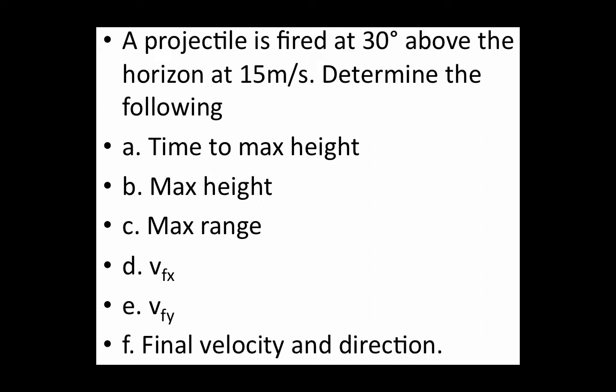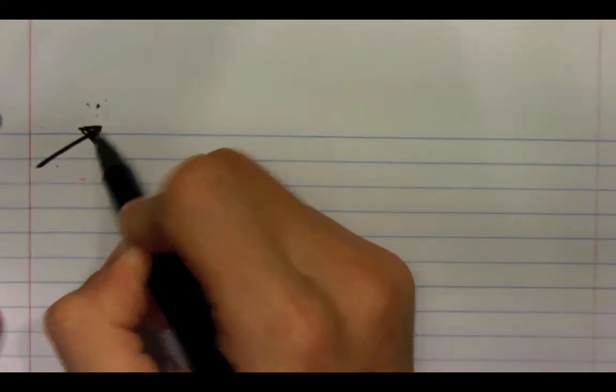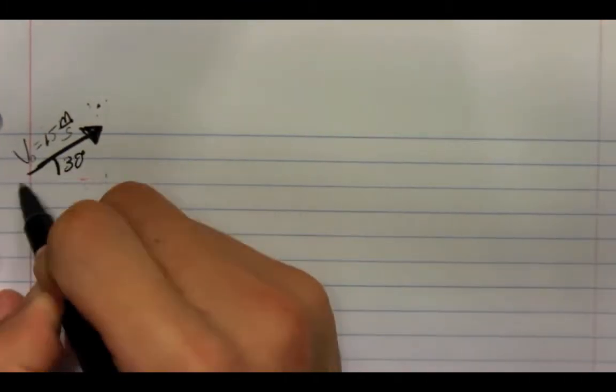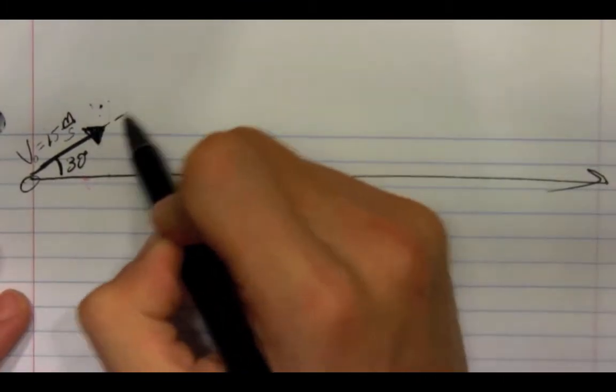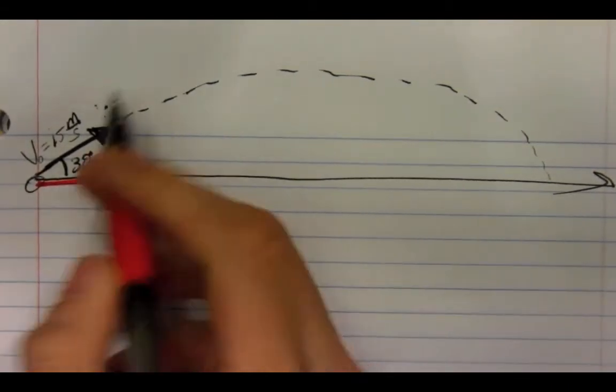Please take the time right now to copy down this problem so that you can follow along. When you start off any 2D kinematics problem, always start off with a little drawing with all of the given information. So here we have an object being fired at 15 meters per second at 30 degrees.